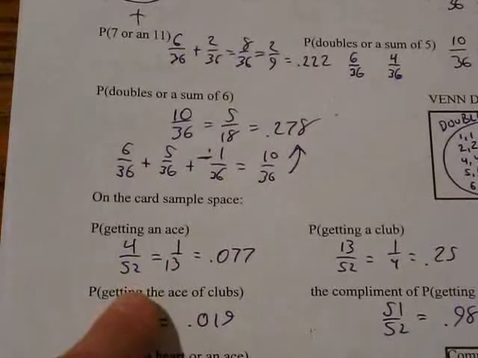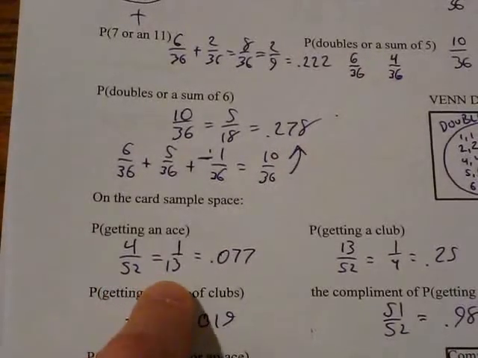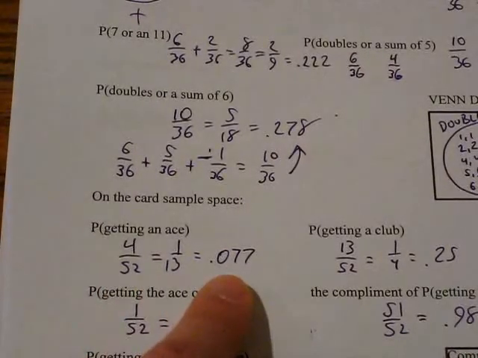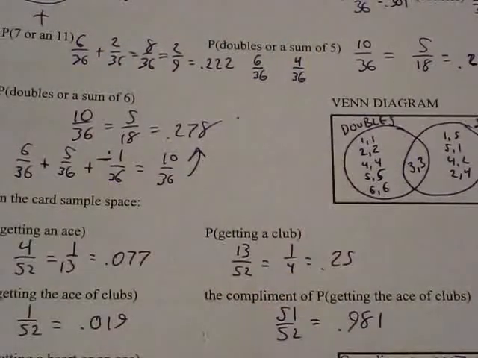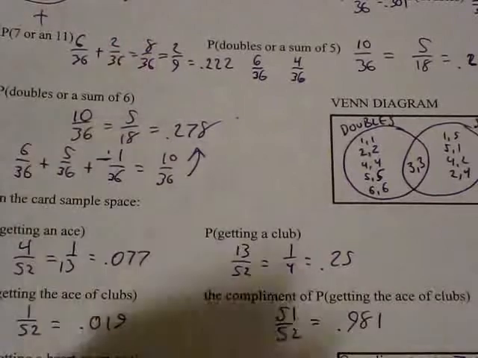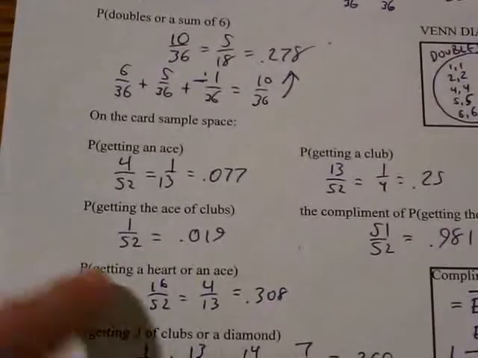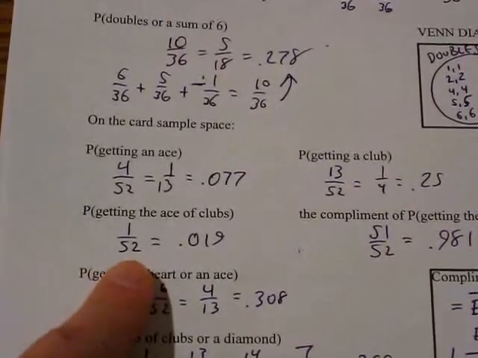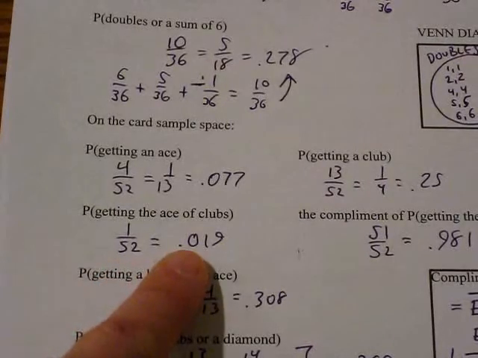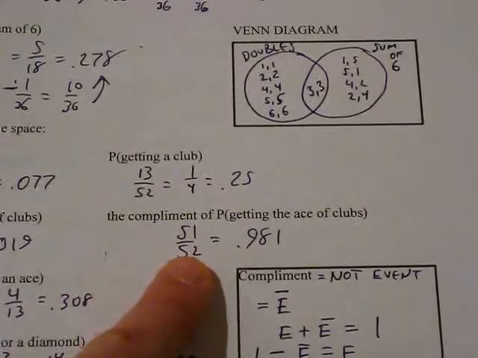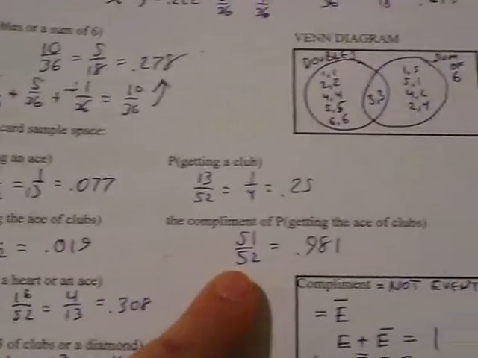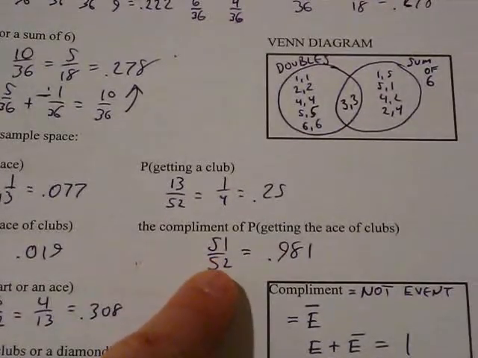Alright, now this drawing an ace. An ace, 4 out of 52, 1/13th, or about 8%. Getting a club is about a fourth. It's 25%, because there's a quarter of the cards are clubs. Drawing the ace of clubs, this is one card. This is a 2% chance of happening, 1 out of 52. Now this is the complement of getting the ace of clubs, which is 51 over 52.